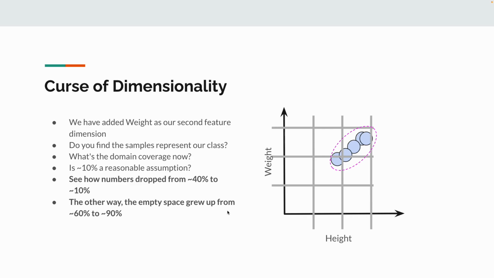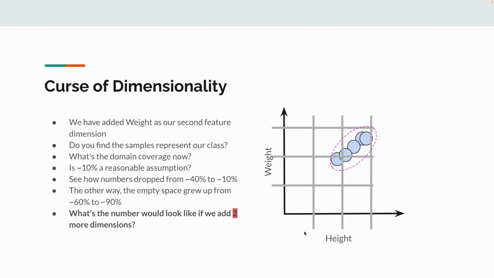The other way we can tell is that the empty space has grown from 60% to 90%. If I subtract 40 from 100, that will be 60, and this will be 90 if we subtract 10 from 100, okay? So the empty space grows from 60 to 90% when we go from one-dimensional data to two-dimensional. The empty space grew from 60% to 90% while we are plotting the height and weight of the students in this class, squeezed in a range from 0 to 1 for both axes, okay?